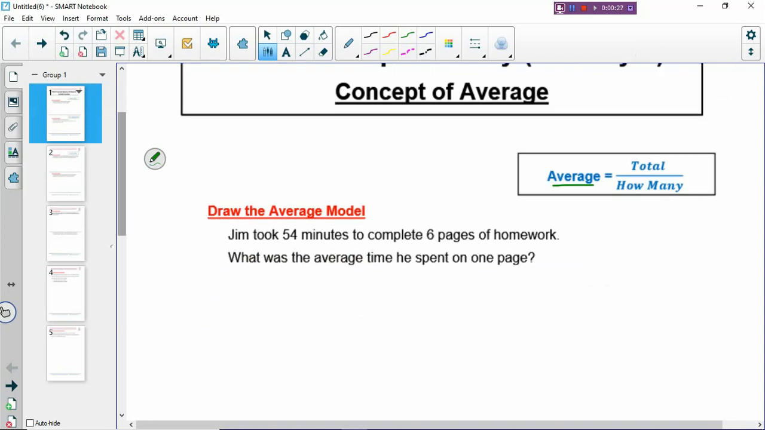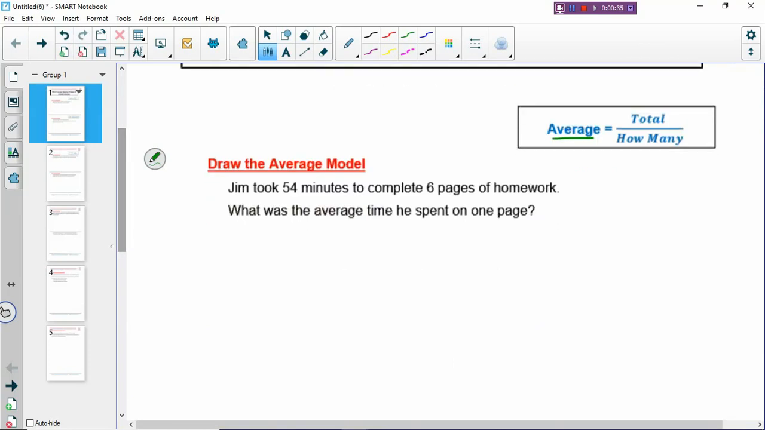I'm going to use a problem to explain to you what is average, what you mean by total, and what you mean by how many. Every time there's an average problem, I would like to draw the average model. This lesson is very useful for those students who have some difficulty trying to understand average. So we will need to draw the model for them to see better. I'm going to read the question.